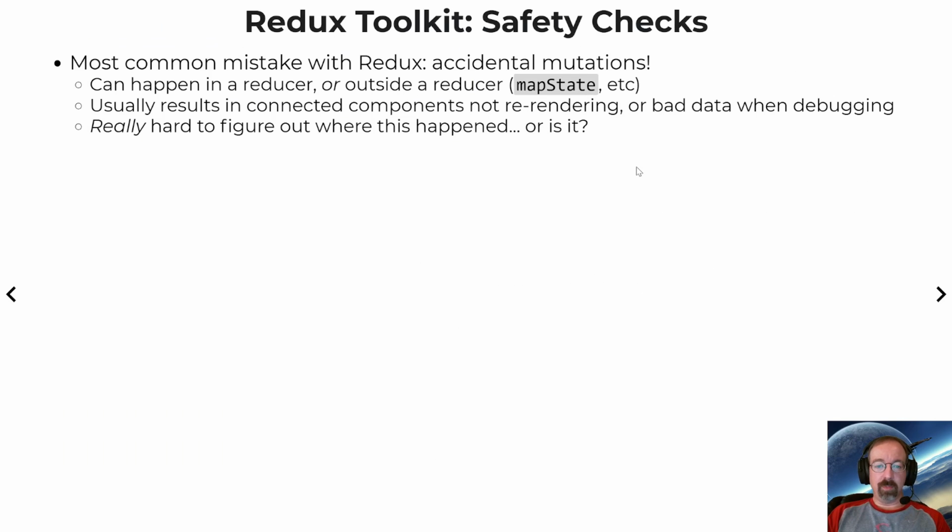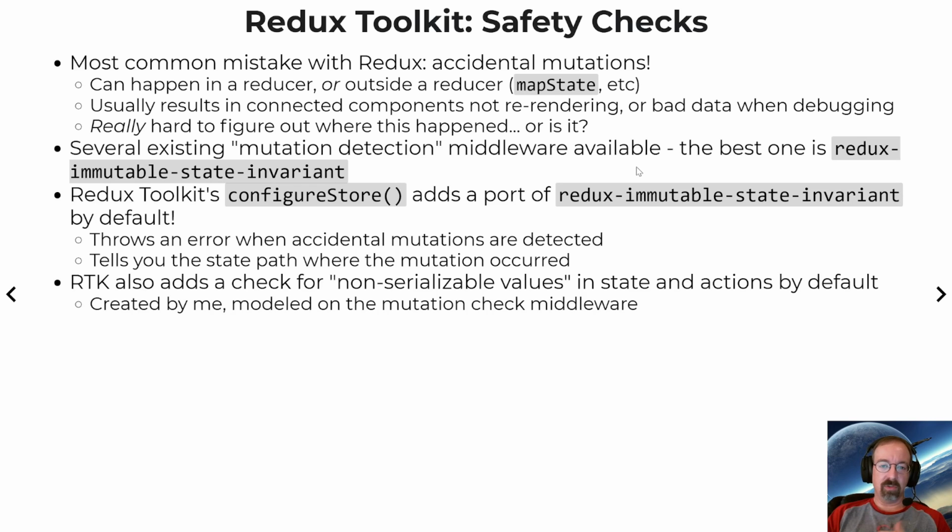RTK also includes some built-in safety checks. I said earlier that the most common bug in Redux apps has always been accidental mutations. So Redux Toolkit includes a built-in mutation detection middleware out of the box and automatically turns it on in development mode. We also check for the common mistake of accidentally including non-serializable data, like class instances of some kind.